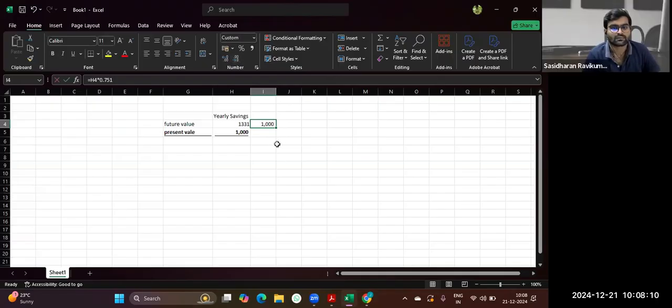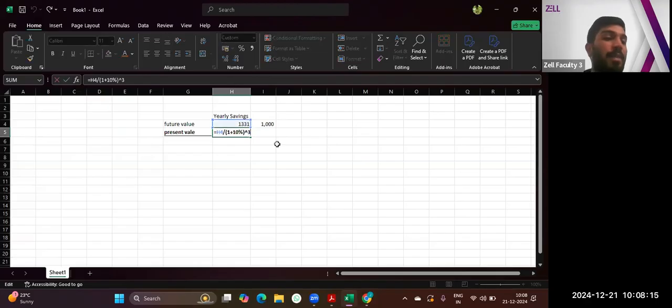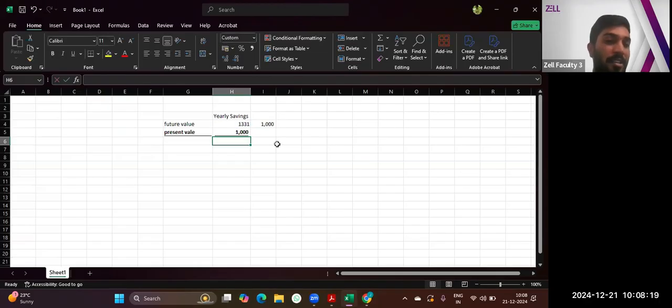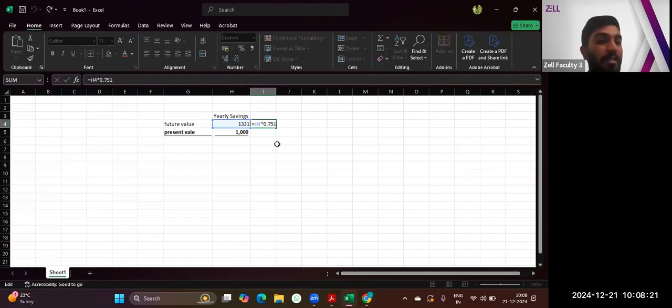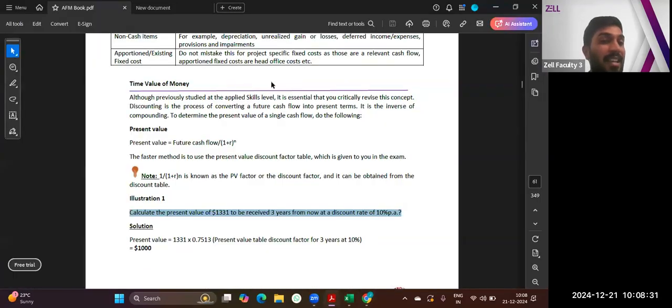I'm getting the same 1,000 rupees as the answer. Yes, sir. In the exam, guys, I don't expect you to do 1 plus r raised to n. I expect you to use the present value table. It saves time. But you need to know, because tomorrow, like the example of the savings that I gave you, Jio, Vodafone, when you go into business consultancy and have to make the most out of the savings, you will have to use your present value tables. Clear?